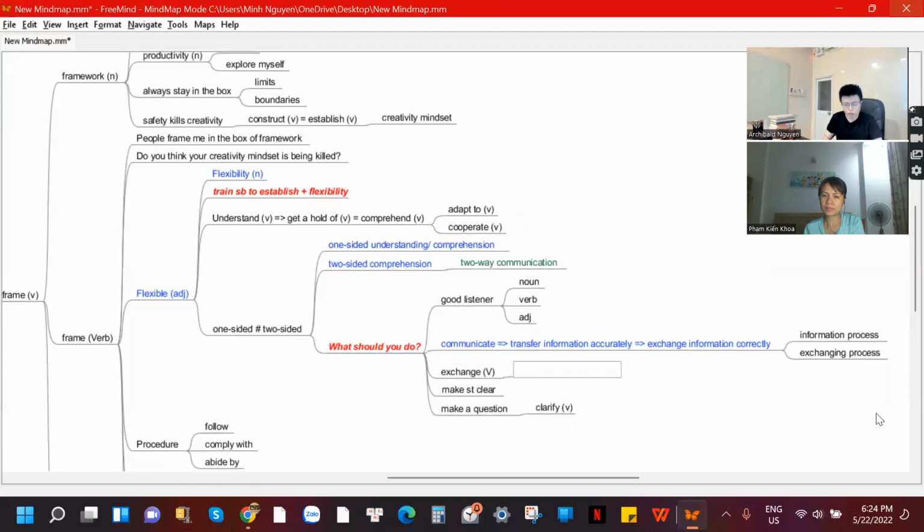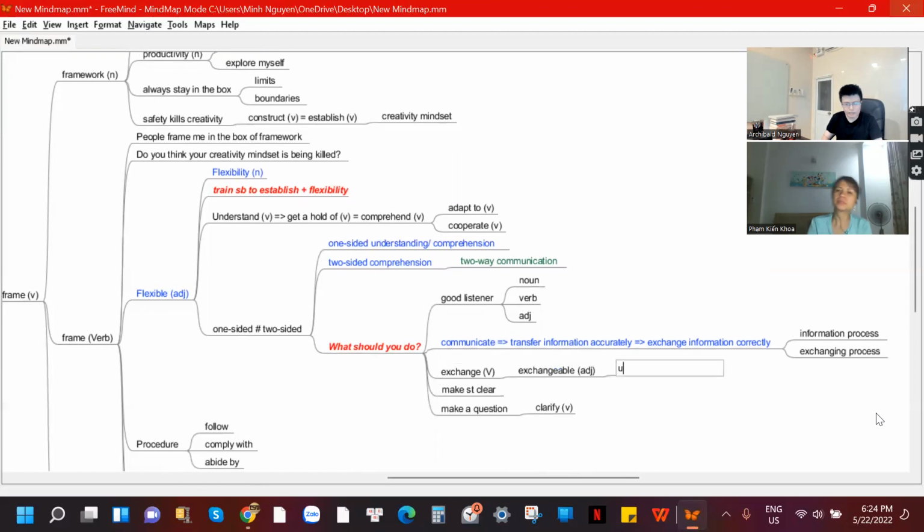Exchange, exchangeable. And we have the word unexchangeable. That is a very long word. So let's practice. This is the way that we develop the grammar. We need to make everything verbal, in context. I exchange information because I need to double check whether I understand you in the right way, because I need to be flexible whenever I interact with my students or my customers.